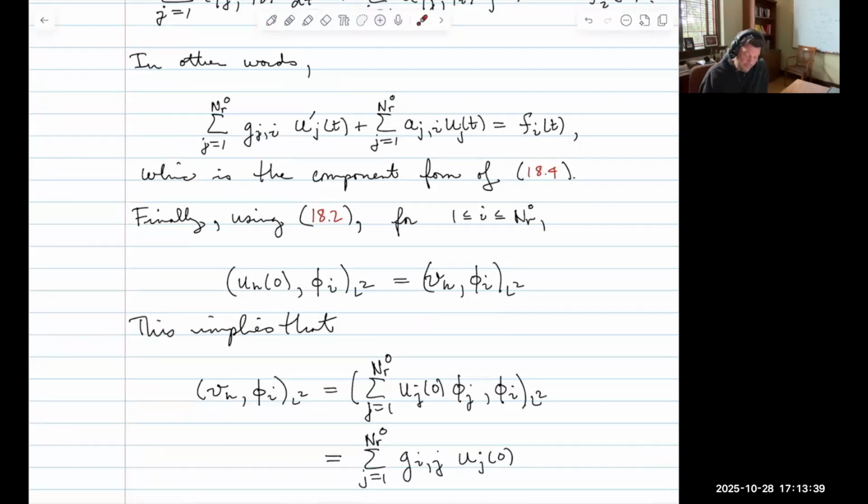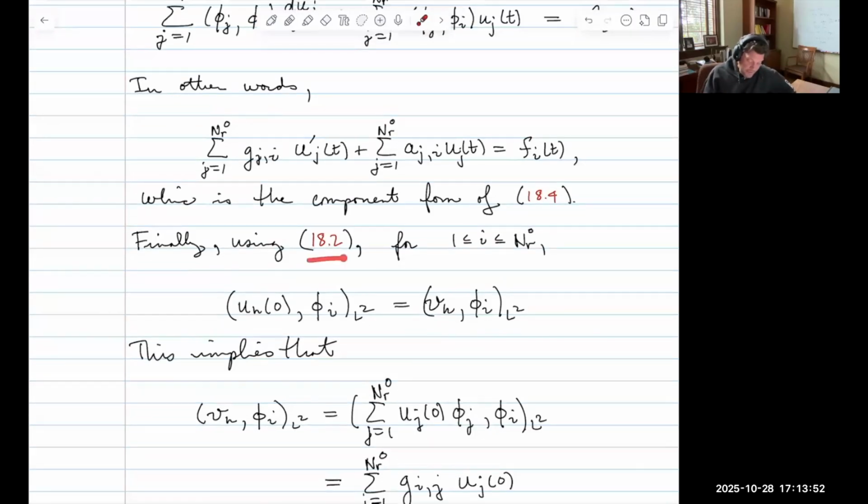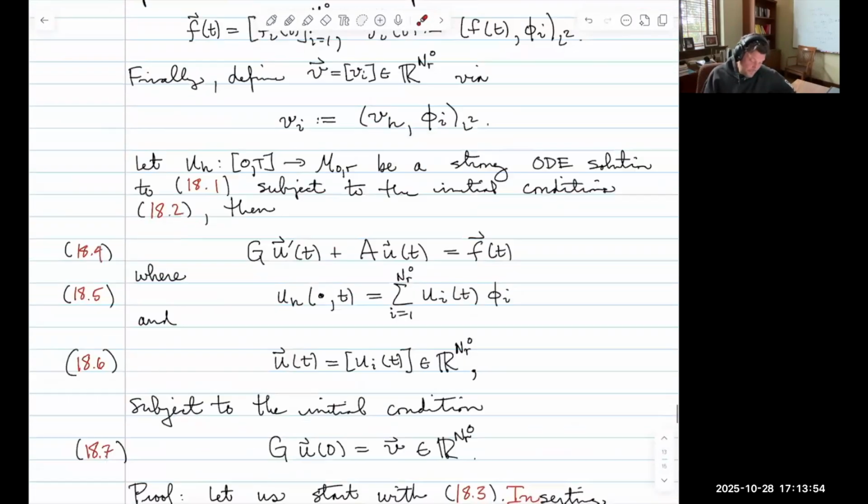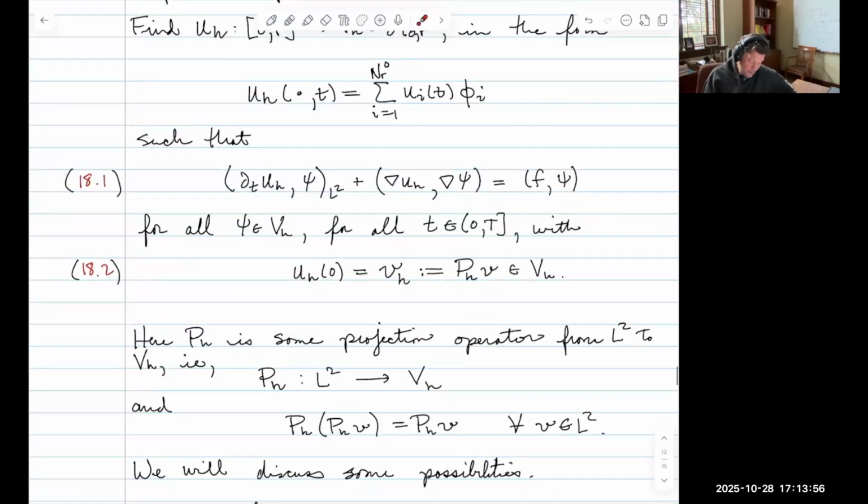Component forms of 18.4. All right, now that's great. So we're almost done because now all that we have to do is show that the initial conditions are satisfied. All right, so what is 18.2? 18.2 was the initial condition. Let's scroll back up and have a look at that. There's the initial condition I have to satisfy.